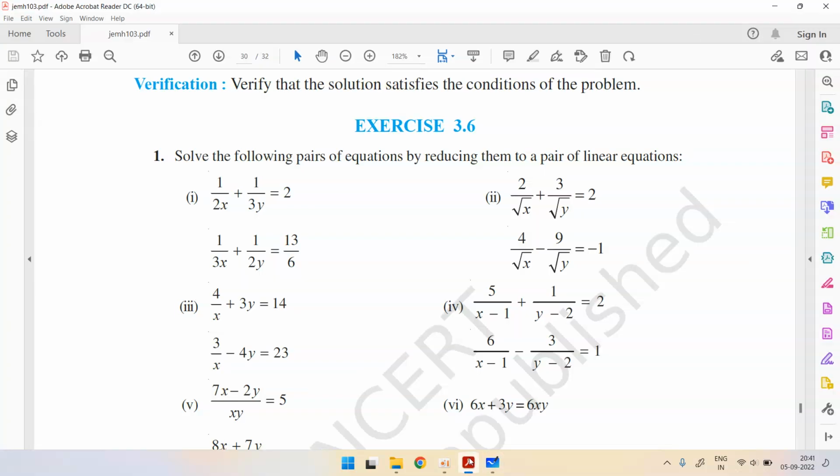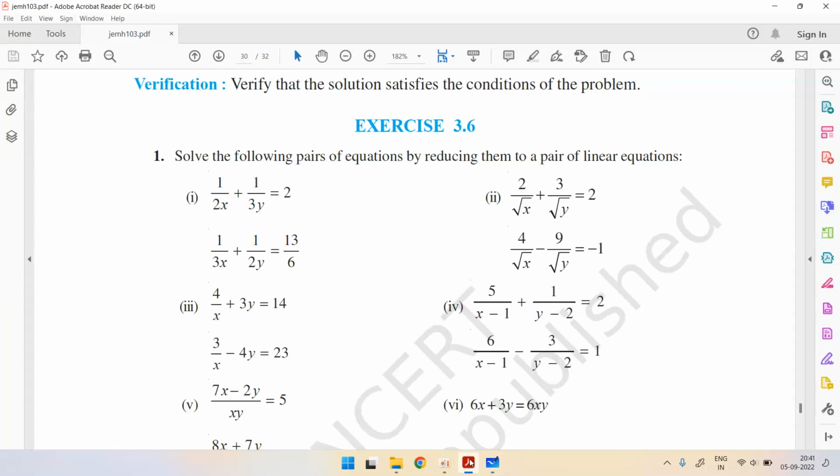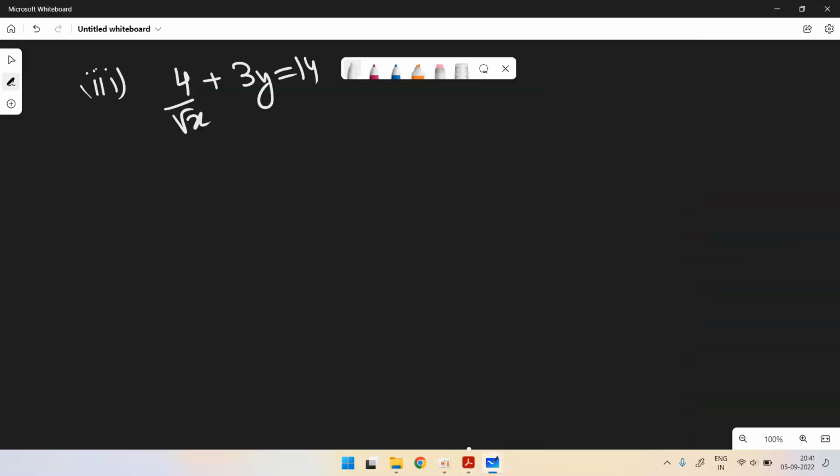this is 4/x + 3y = 14, and 3/x - 4y = 23. Here you can see that y is in the numerator only, but x is in the denominator. Sorry, it is x, not under root x. This is x.